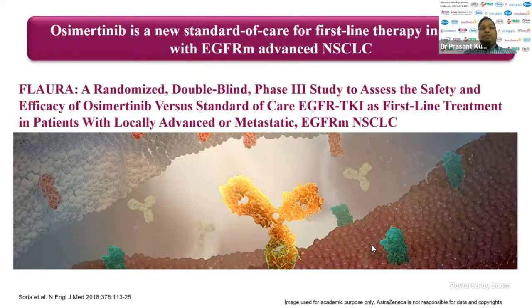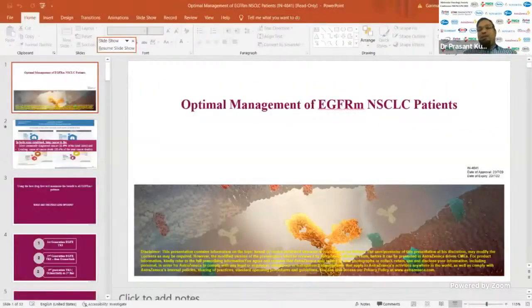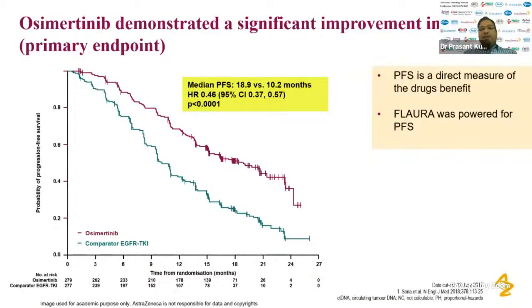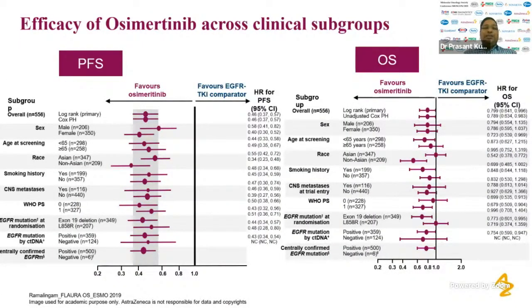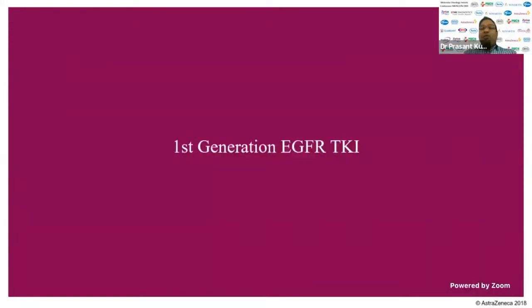This is the FLAURA trial, already discussed. FLAURA PFS was 18.9 versus 10.2 months, and you can see the incremental benefits, and this is the subgroup efficacy of osimertinib across clinical subgroups. OS is also similar, though the L858R group didn't get much benefit. Also in other trials, this subgroup of patients does poorly.